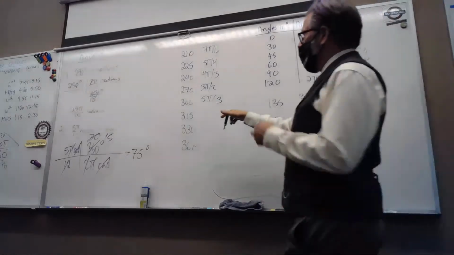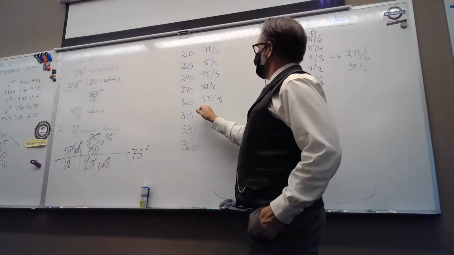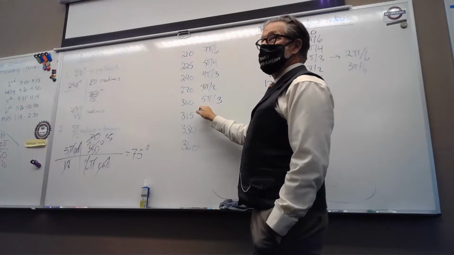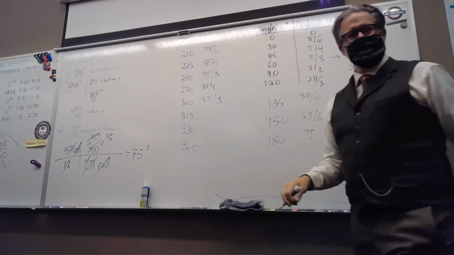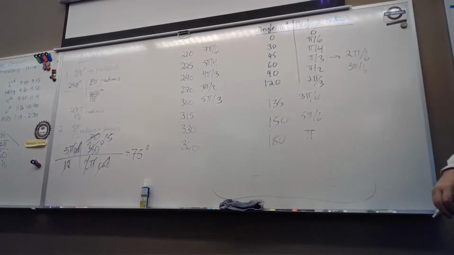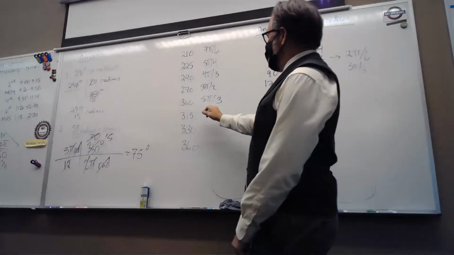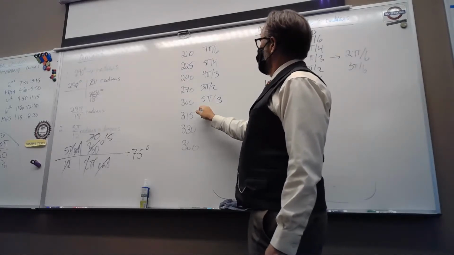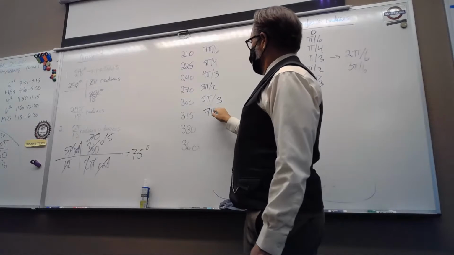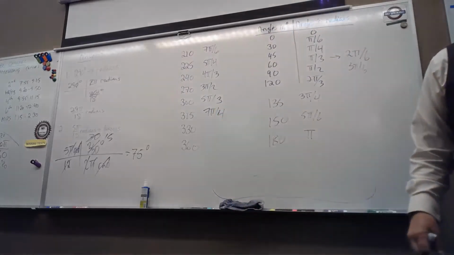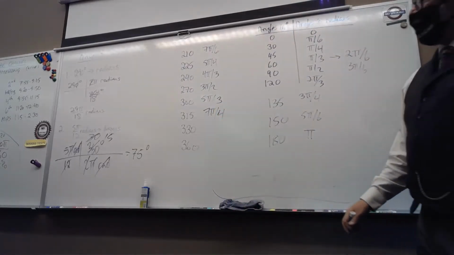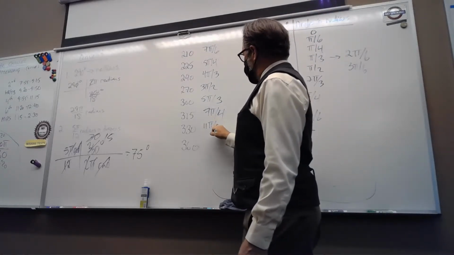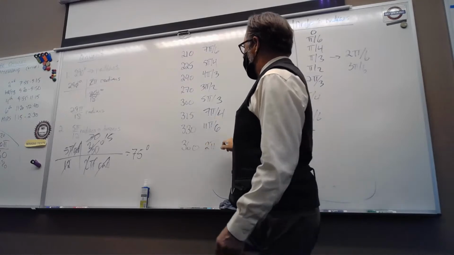Couple more. Don't pack up quite yet. Carson, 315. Come on, Carson. I think what's divisible by? You should have written it down on your paper. Gotta be 45. How many? 7 45s, so it would be 7 pi over 4. Boom. Let's go. All right, last two. 330, 11 pi over 6, and 360 is 2 pi.